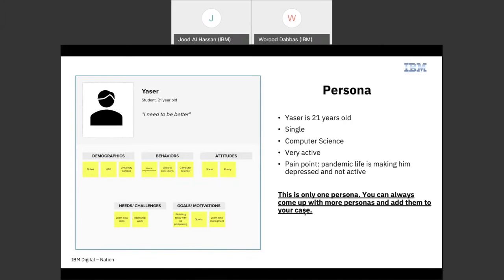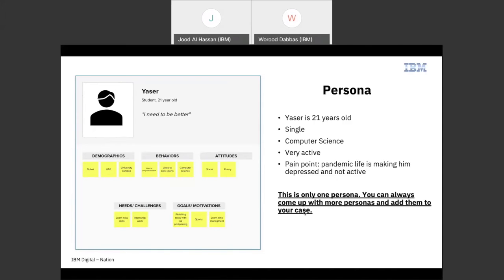So in the persona, we try to come up with facts about the person, which are the demographics, the behaviors of this persona, the attitude, the goals of this persona, and the needs and challenges. So we have Yasser, he's from Dubai, in the UAE. He likes to program, he likes to play sports, he's a computer science student, he's social, he's funny, and he likes to learn new skills, and he wants to apply for an internship, but it's just not happening.